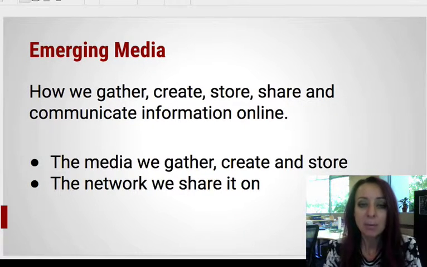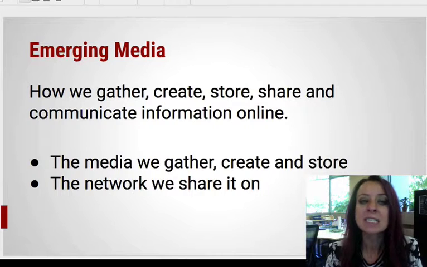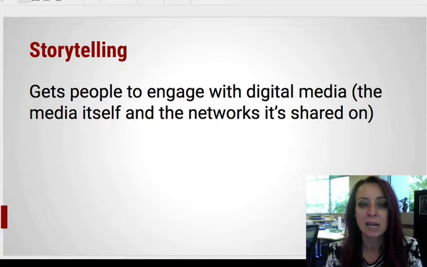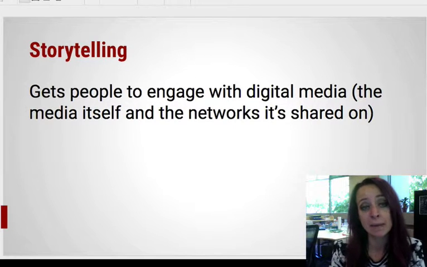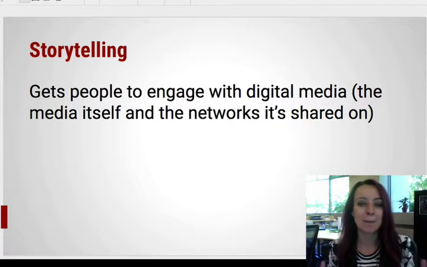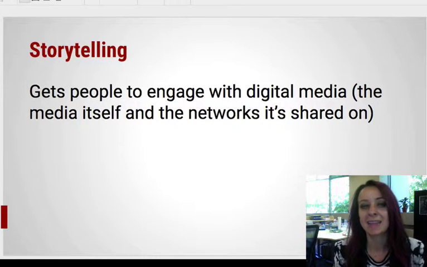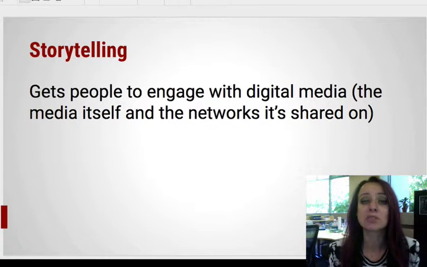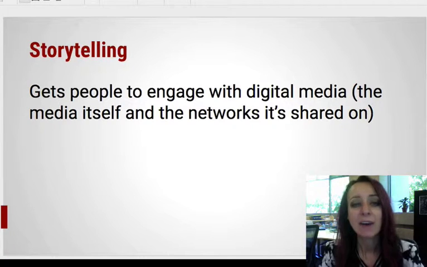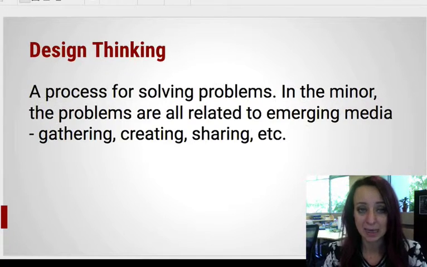How we organize that stuff within the box and help each other find it is also emerging media. Then we'll look at storytelling, specifically digital storytelling, and we'll focus on how storytelling is so important in getting people to engage with digital media. So it's not just sitting in that big box without being seen. How do we get people interested in the media that we're putting online? Storytelling can be one way. Finally, you'll be introduced to design thinking, which is a process for solving problems.